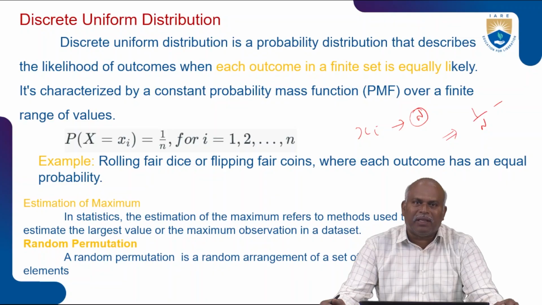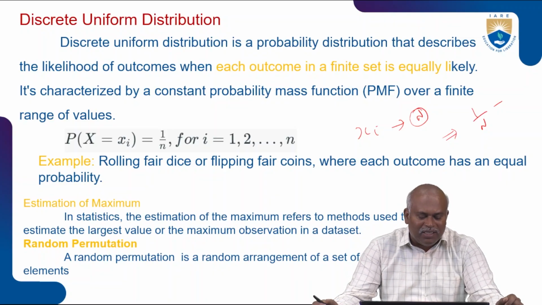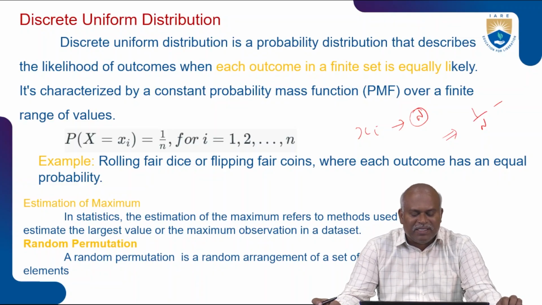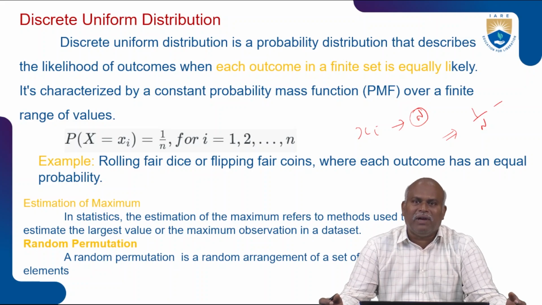It has two other cases: one is estimation of maximum, another one is random permutation. So what is the estimation of maximum? The maximum possibilities occur in the uniform case, where the values are equal.